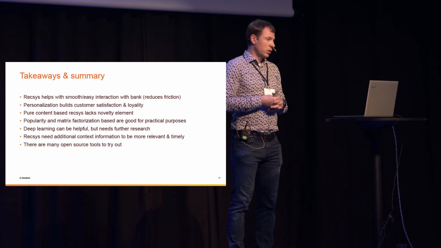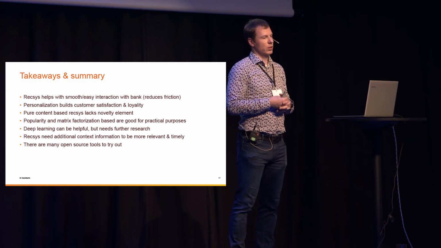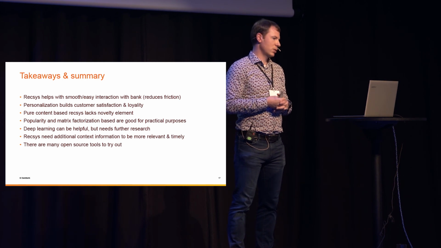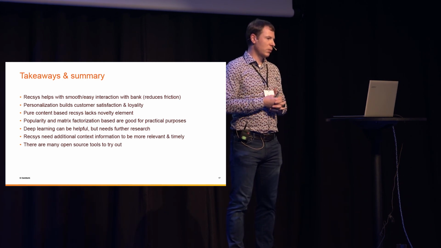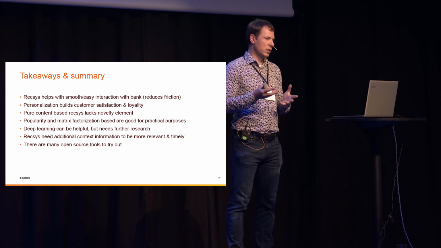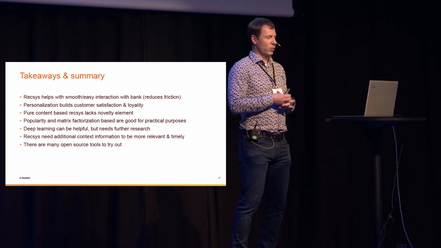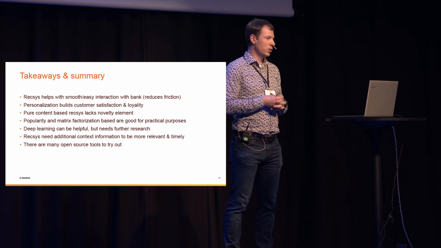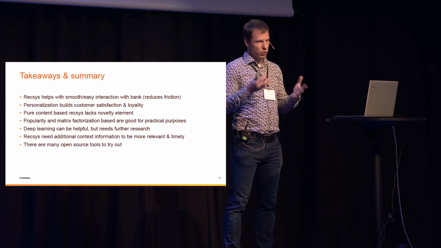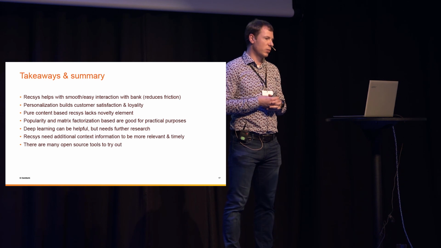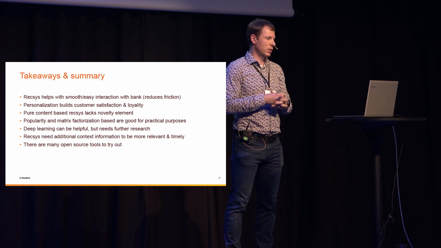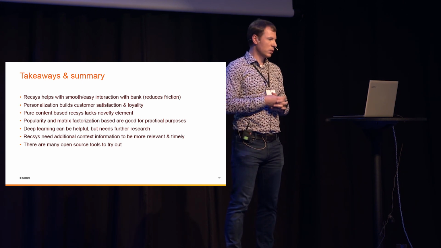Then the popularity and matrix factorization-based approaches are, I would say, quite good for practical purposes, and you don't need to get so fancy. Deep learning can be helpful, but this one needs further research, because I did it as an exercise for maybe 2 days, and then I went on vacation, and I haven't continued this work. Then recommender systems, of course, need additional contextual information to be more relevant and timely. This is something which can be incorporated by simpler rules or with an end-to-end model, for example.